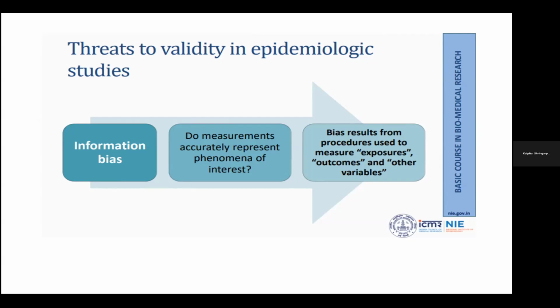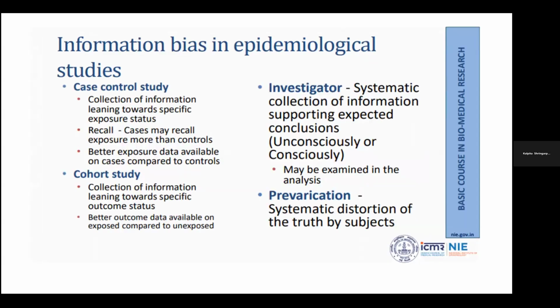So the second threat to validity in epidemiological studies is information bias. It's the way I glean the information or collect the information or data through certain procedures or questionnaires. So the bias results from procedures used to measure the exposure, outcome and other variables. I would be biased in thinking that this is a case, so the exposure would have been more, that's why they are a case. Or I would ask more questions on the outcome if I know that this person has exposure during a cohort study recruitment. Other than that, cases in a case control study would recall their exposure in a much better manner than the controls. Again, this is known as recall bias.